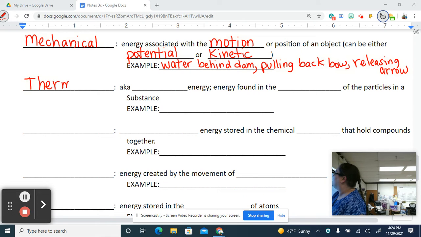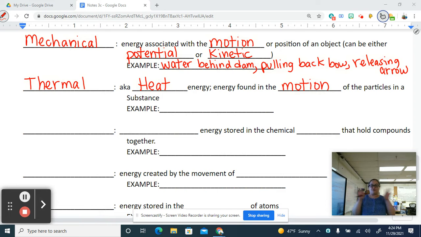Thermal energy is also known as heat energy, and it is energy found in the motion of the particles of a substance. So the faster the particles are moving, the more energy it has. The reason why you have a fever when you're sick is your particles are moving faster because they're fighting whatever it is that's making you sick. So heat is a direct measure of energy. The warmer something is, the more energy the particles have. So if it's the motion of the particles, that can only be kinetic. So thermal energy is kinetic. So an example, anything that gives off heat.